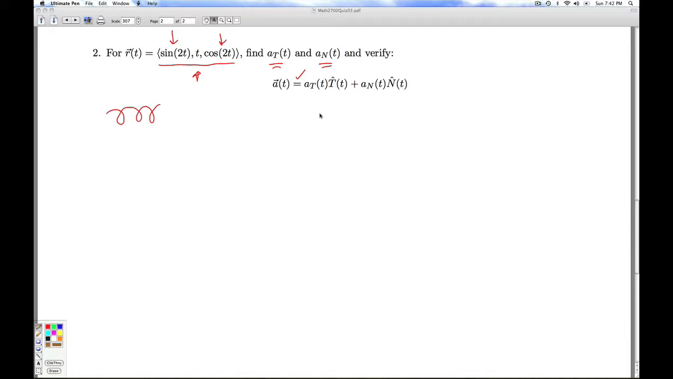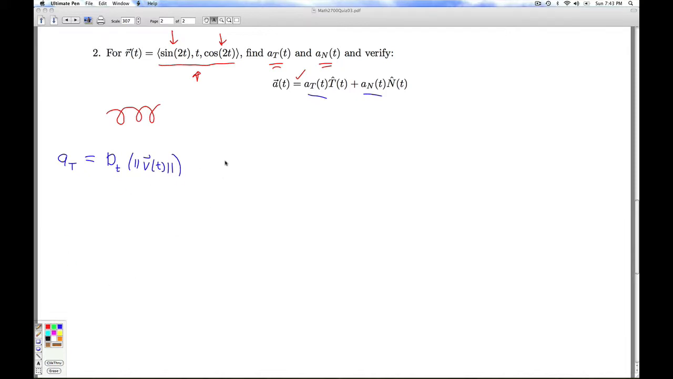Now there are lots of different formulas for AT and AN, and you need to be fluent in at least a couple of them. Depending on the situation, one of these could be easier than the other to get. So let's start off with AT, the tangential component of acceleration. That's the acceleration in the direction you're going. So as we talked about in class, not surprisingly, it's the derivative of the speed.